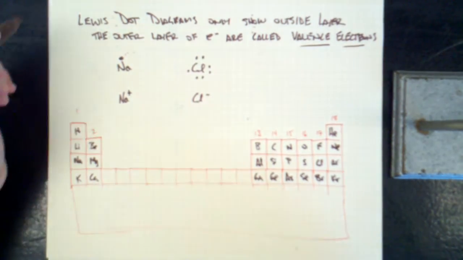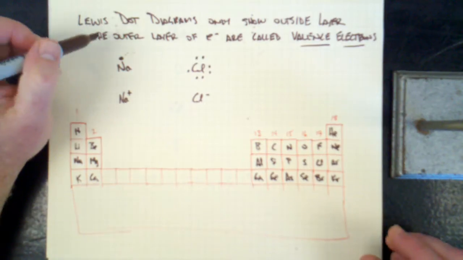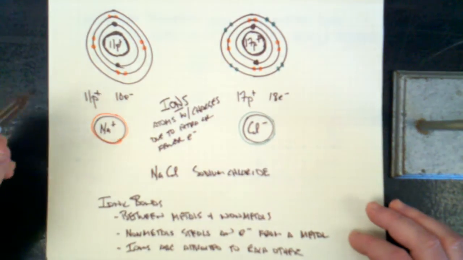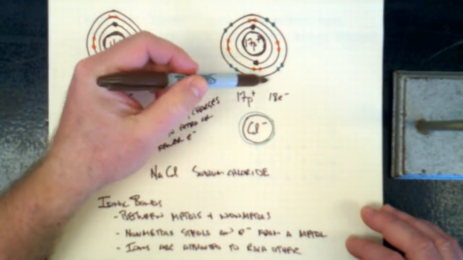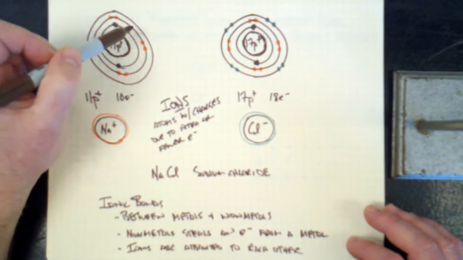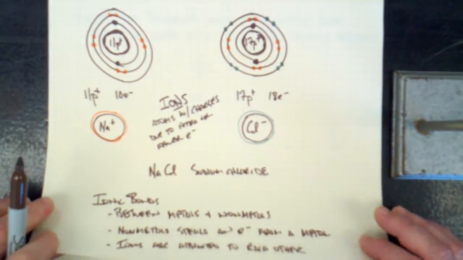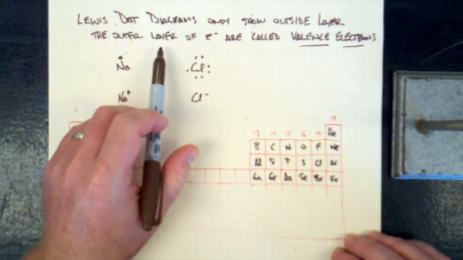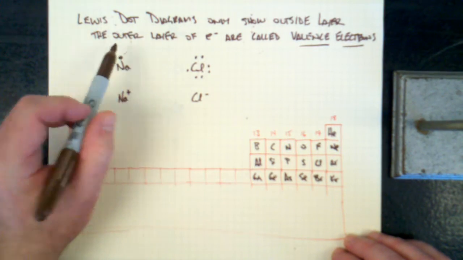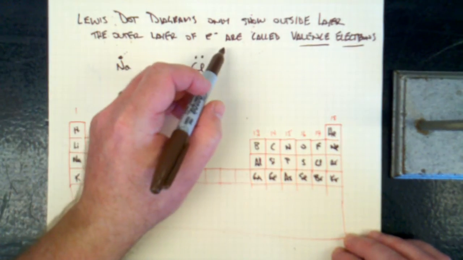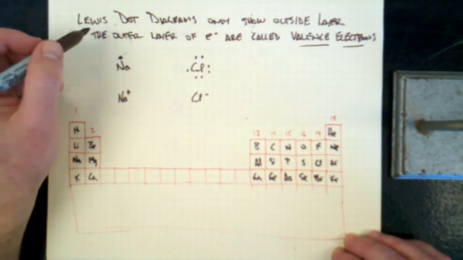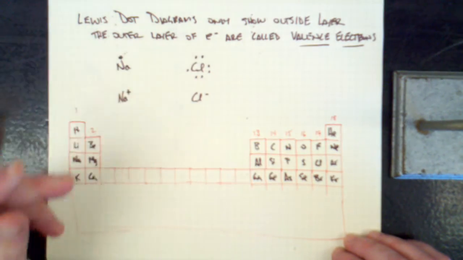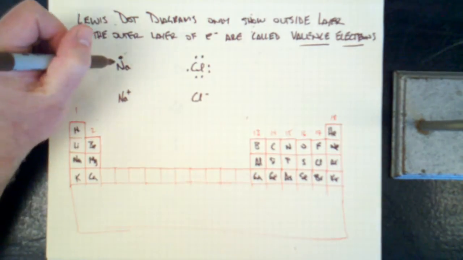Okay, Lewis dot diagrams are a way of representing how different atoms bond with each other. If you remember, we drew all these layers of electrons, but the thing is, only the electrons on the outside are involved in bonding. So Lewis diagrams only show the outside layer. The outer layer of electrons is called the valence electrons. So we're showing the valence electrons that go around each of these elements.